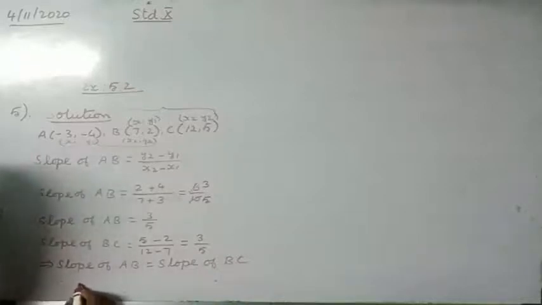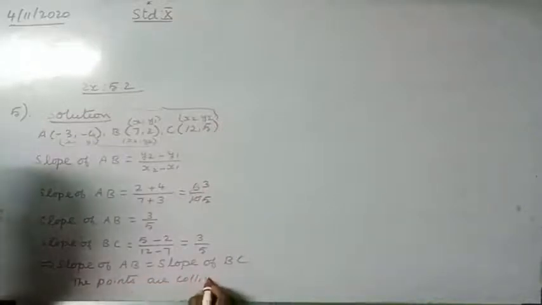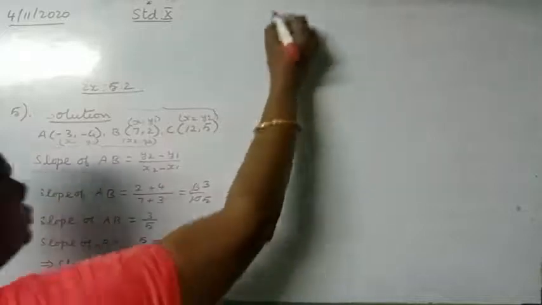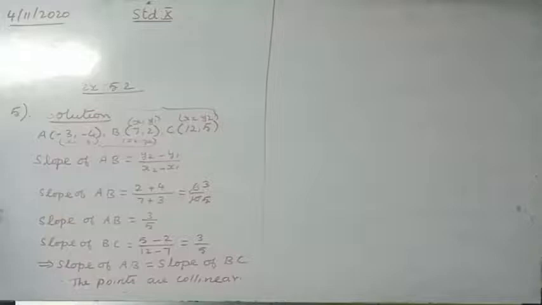Therefore, the straight lines AB and BC are parallel. Therefore, the points are collinear. That is ABC. All the 3 points lie on the same straight line. B is common here. So the points are collinear. So if they ask you to find whether the points are collinear, go to the slope concept. If two slopes are equal, we can say that the points are collinear.